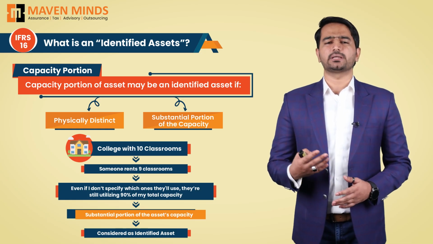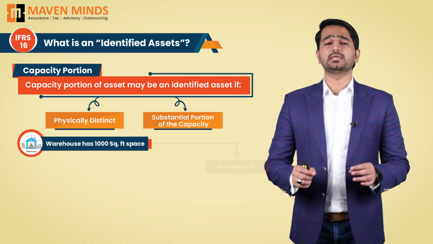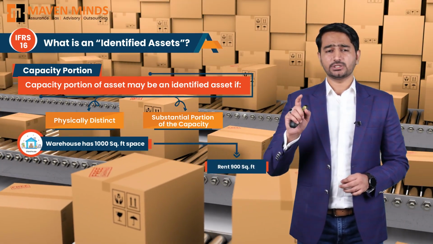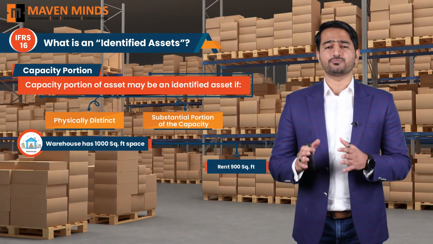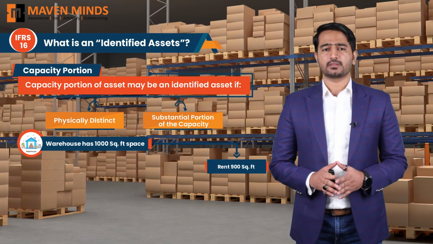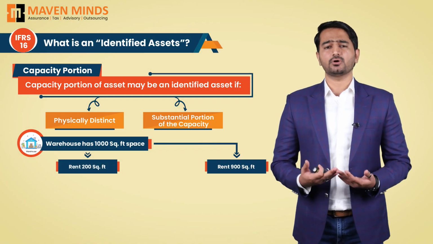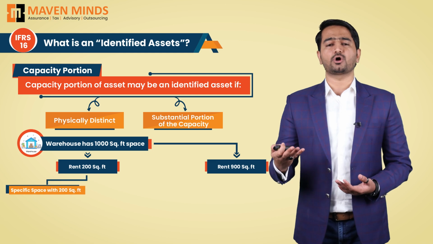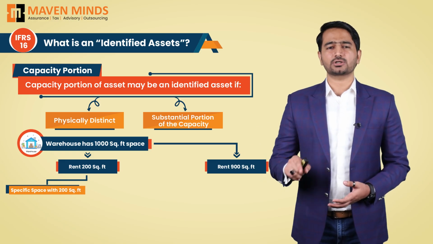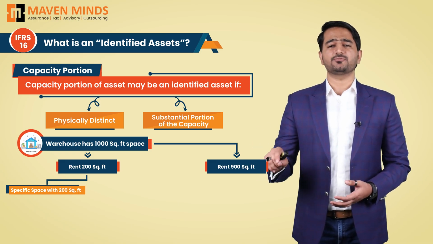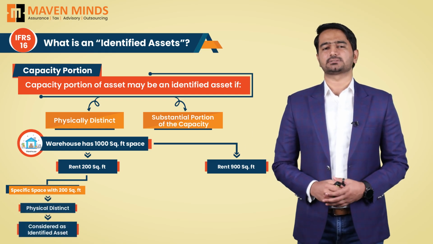Let's take another real world example, this time with a warehouse. Imagine you are in the import-export business and you need to store your goods in some warehouse. There is a warehouse with 1000 square feet capacity and you rent 200 square feet. Now, if the contract specifies a particular corner of the warehouse, let's say the northeast corner, and it's marked off as yours, this 200 square feet is physically distinct and it qualifies as an identified asset.